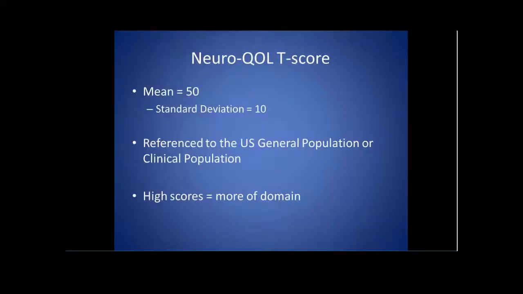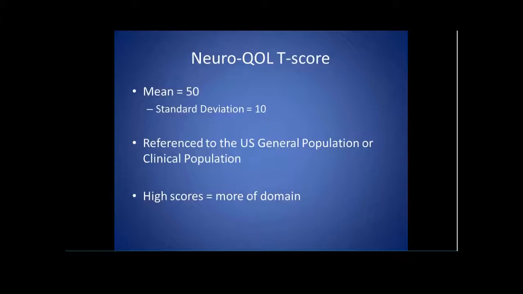NeuroQual also utilized a T-score metric where the mean is 50 and the standard deviation is 10. It's referenced to the U.S. general population or a clinical population. So, for example, stigma may not be appropriate to reference to the general population, but may be more informative when referenced to a clinical population. And again, a high score means more of that domain.